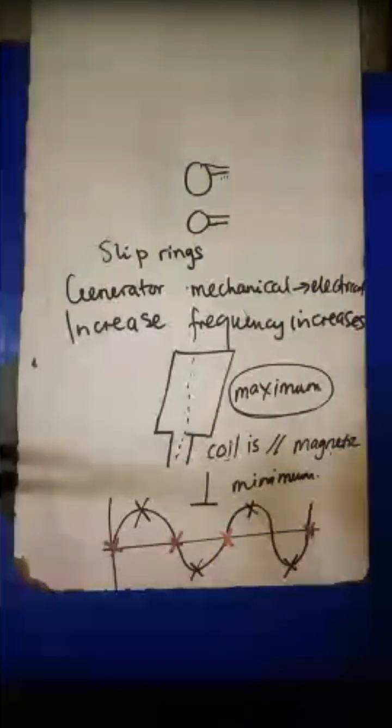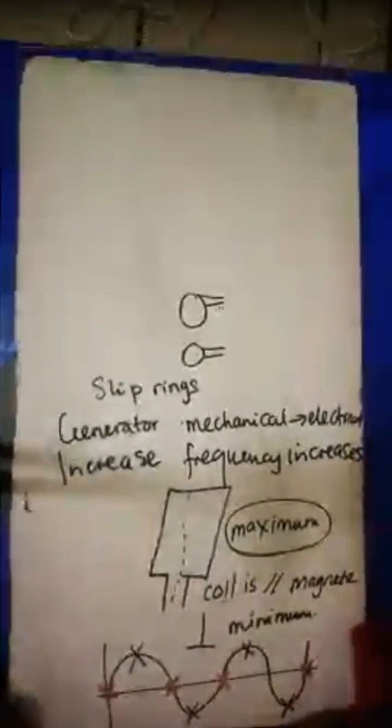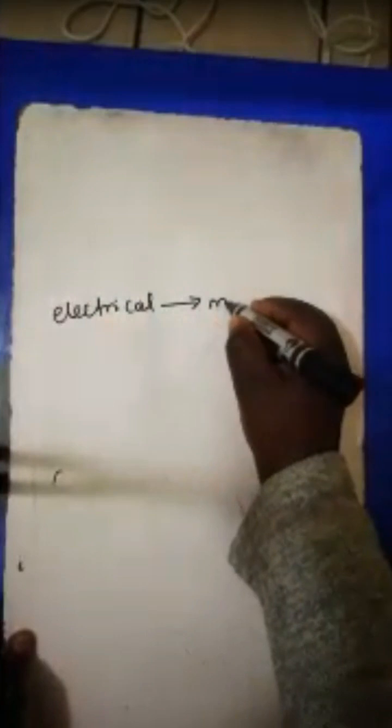First question says, what energy conversion takes place in an electric motor? What type of energy conversion takes place in a motor? A motor, remember I said, it converts electrical to mechanical energy. As long as it is a motor, whether it's a DC motor or an AC motor.